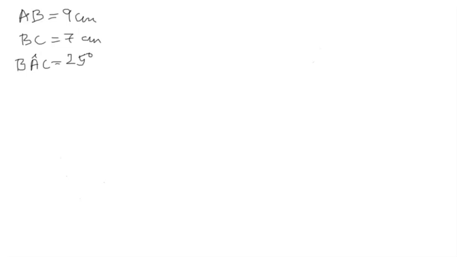The ambiguous case of the sine rule is called the ambiguous case because in some triangles, when we are looking for a missing angle, there will be two possible solutions. Let's see an example of this.